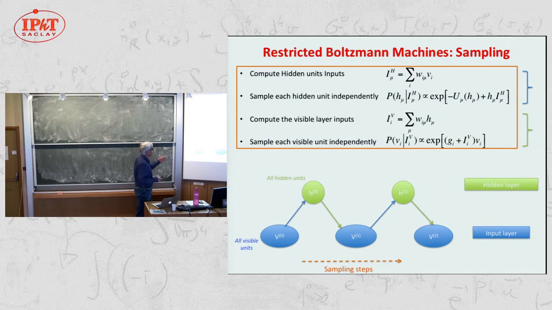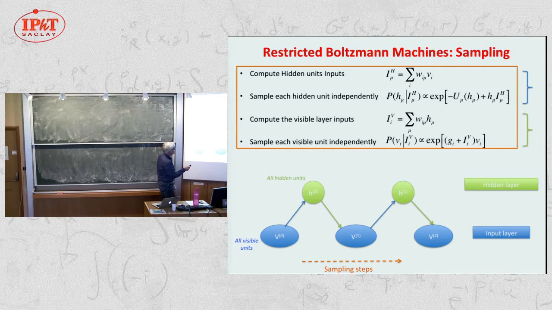Then once you do that, you get the value of h mu, one possible realization, and you do that for all mu's. So you get one realization of the hidden unit configuration. And then, of course, this is bipartite, so this is completely symmetric. You can repeat the same process and sample the visible layer exactly in the same way.